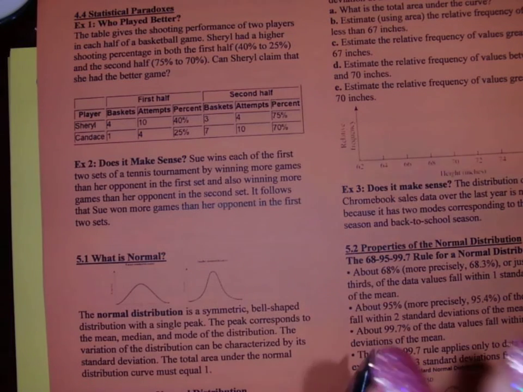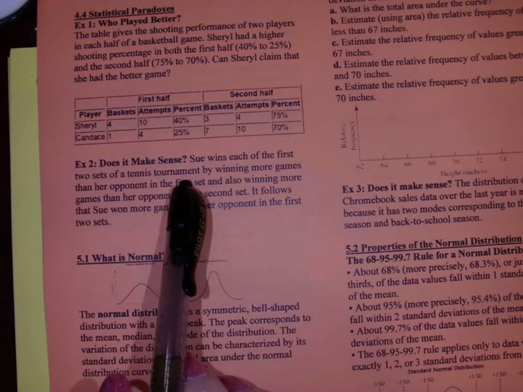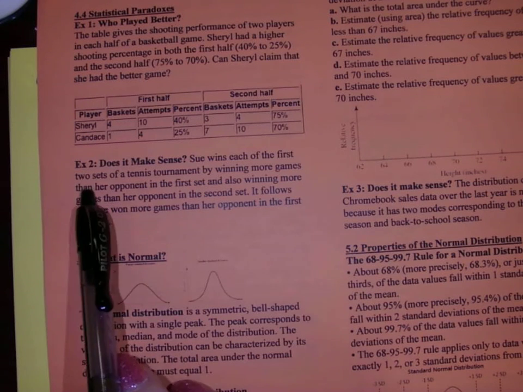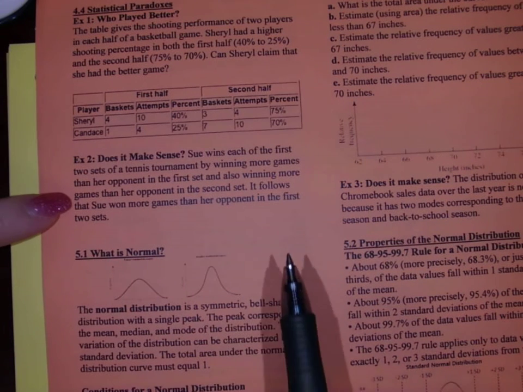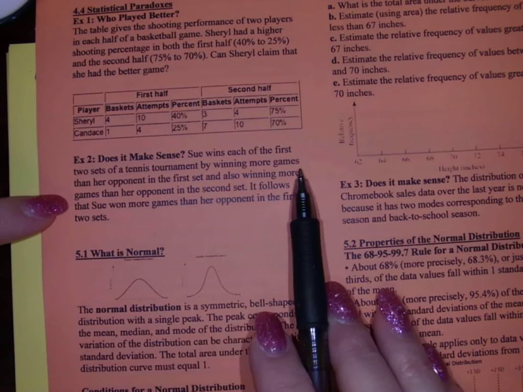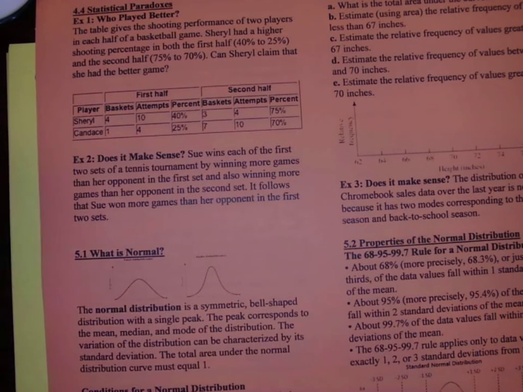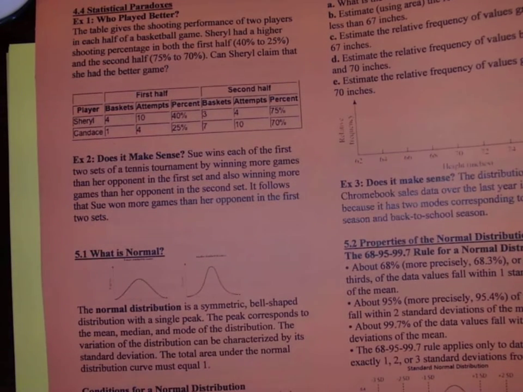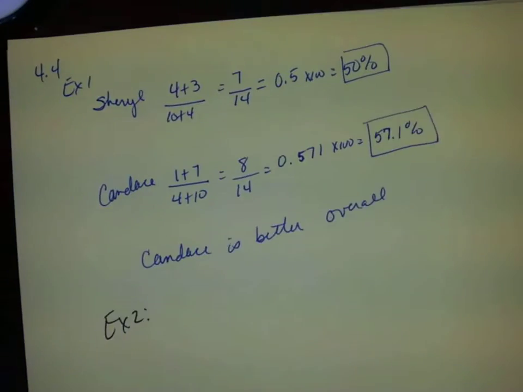But here it's saying that Sue wins each of the first 2 sets of a tennis tournament by winning more games than her opponent. So she won more games here. So you're already looking at those. She won more. The opponent won less. And she did the same thing. She won more in the second set as well. So it looks like Sue won more games. So it follows that she won more games in total. And that does make sense.